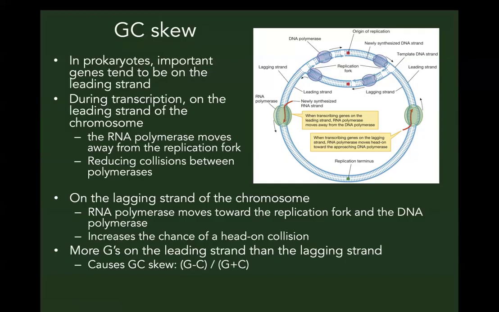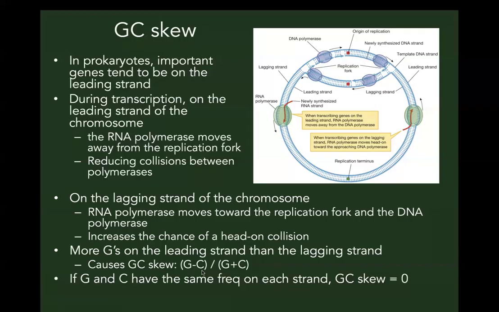Consequently, you end up with more guanines on the leading strand than the lagging strand, which causes a kind of skew. The GC skew is referred to as guanines minus cytosines over the total guanines and cytosines. If you have guanines and cytosines at the same frequency on each strand, then the skew would be zero.